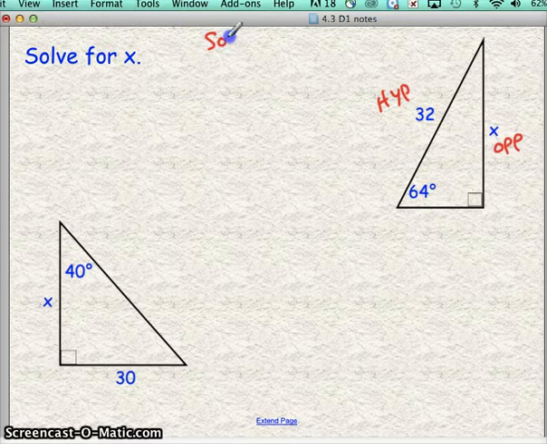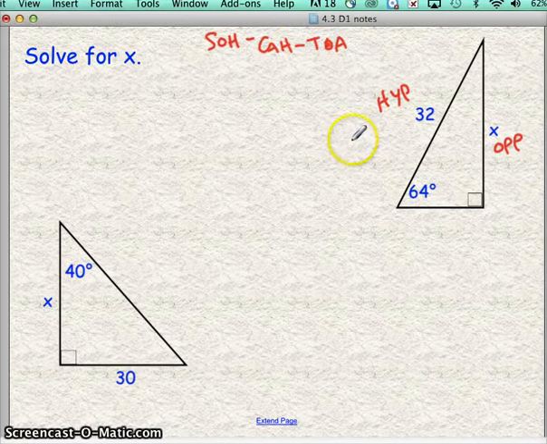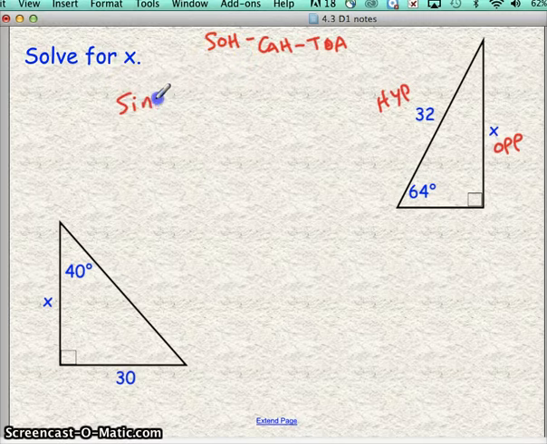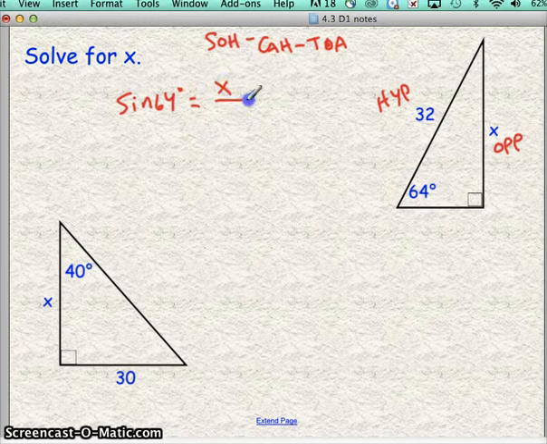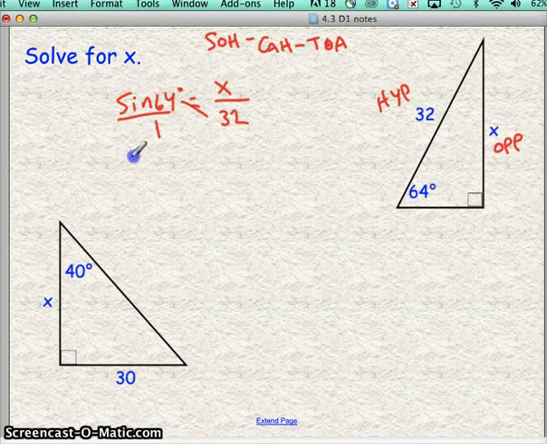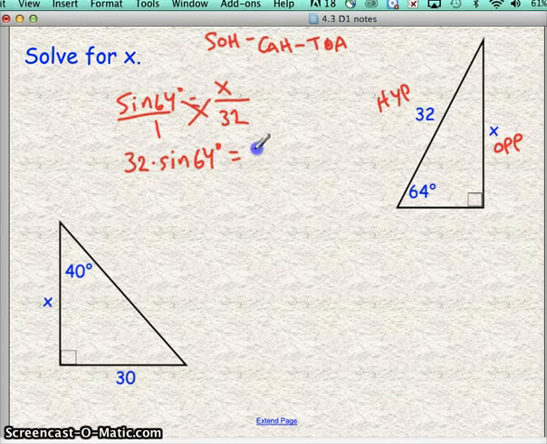Maybe you write out the little SOHCAHTOA thing. Okay, so which function deals with opposite and hypotenuse? Oh, look, sine. So we're going to do sine of 64 degrees equals the opposite side, which is x, over the hypotenuse, which is 32. Okay, now you can put that over 1 and cross multiply. So now we're going to have 32 times sine of 64 degrees equals x.